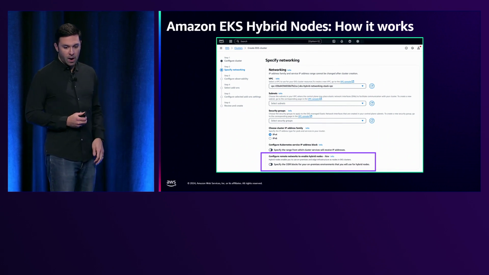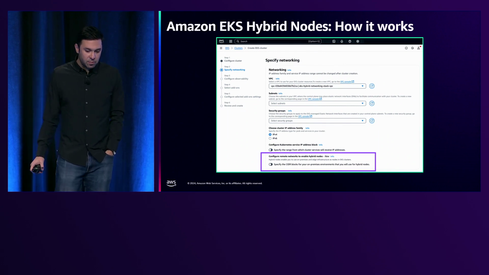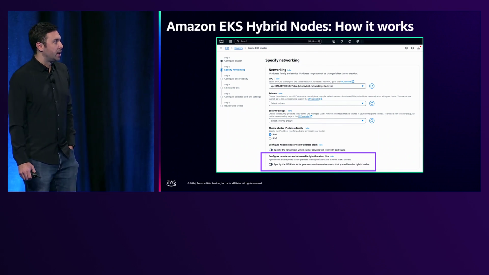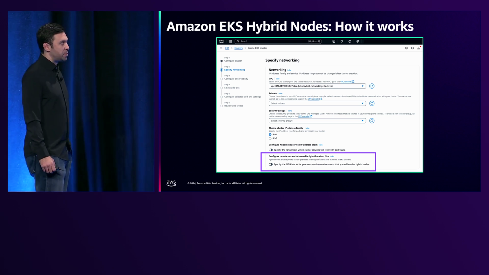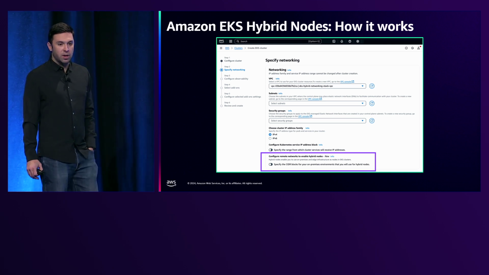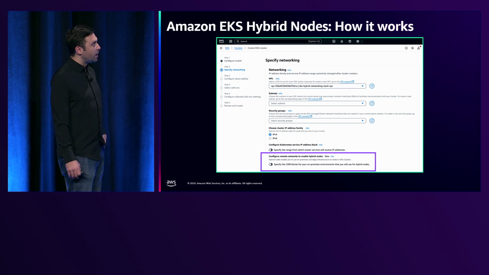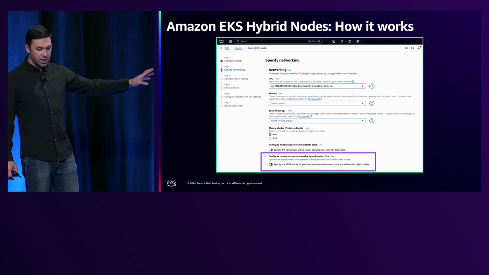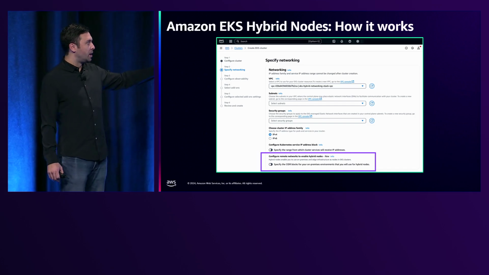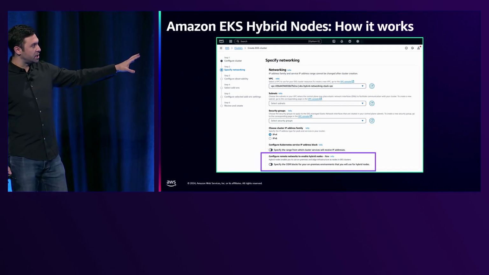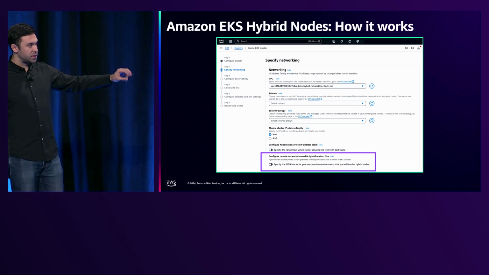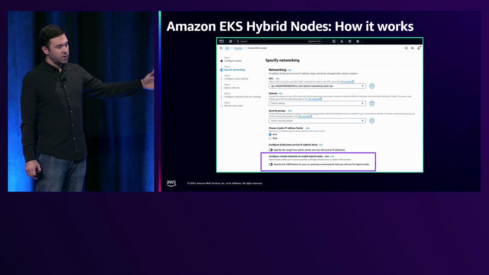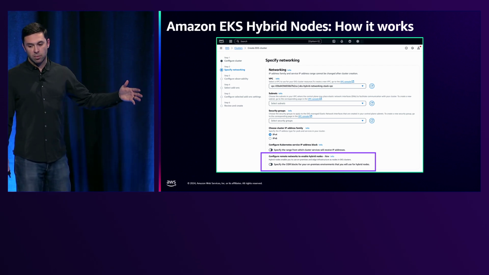All right, so now diving deeper into what this looks like in the EKS create cluster experience and also into how the networking works at a deeper level. So when you go into create a cluster, this is what you would usually see except for that purple box at the bottom. There is a new section in the console, and this corresponds to new API fields for configuring your remote networks for hybrid nodes.